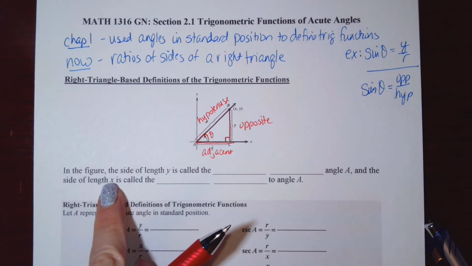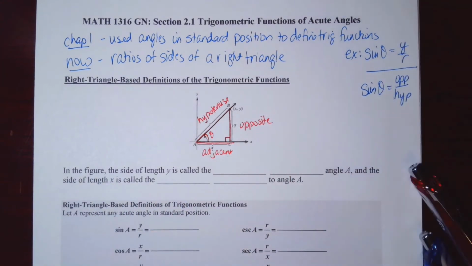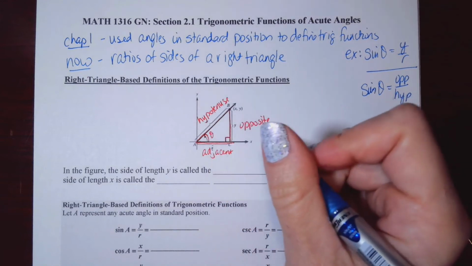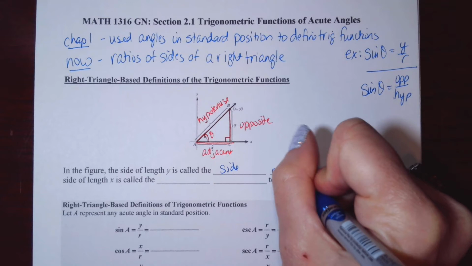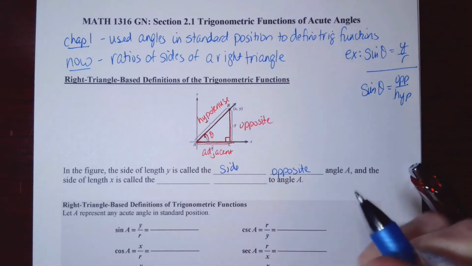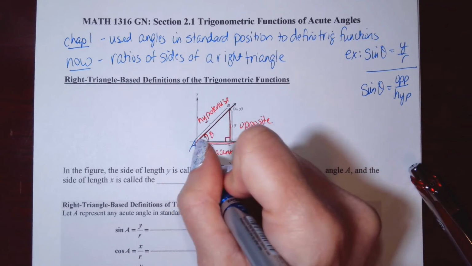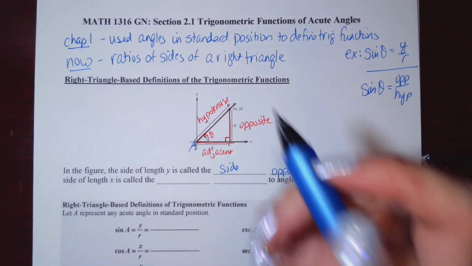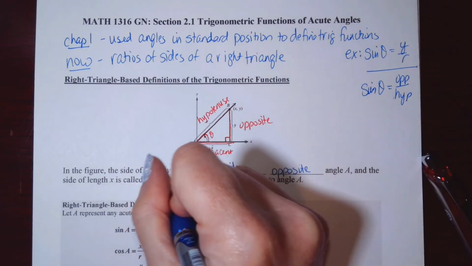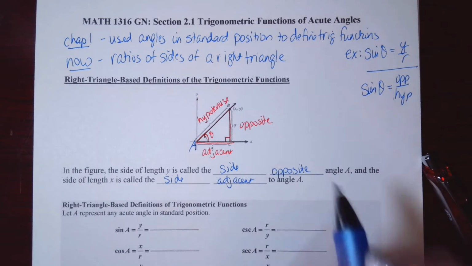So in this particular figure, the side length y is my opposite side, or the side opposite my angle. Oh, and it labeled the angle as angle A, I'm sorry, not theta. And the length of side x is the side that is adjacent, so the side adjacent to that angle A.